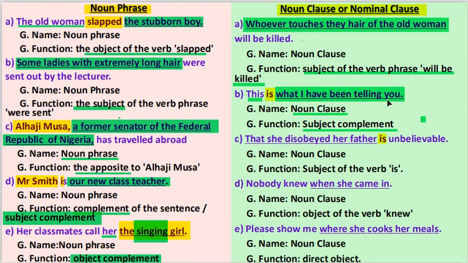Just it. You can say, this is it. This is what I have been telling you. So it is a noun clause, and it is the subject complement in function. Let's move to example C.